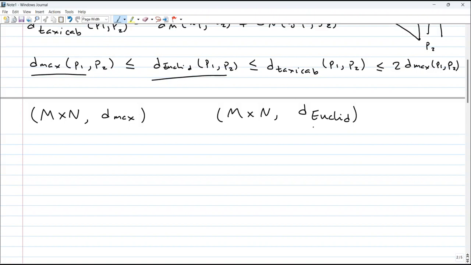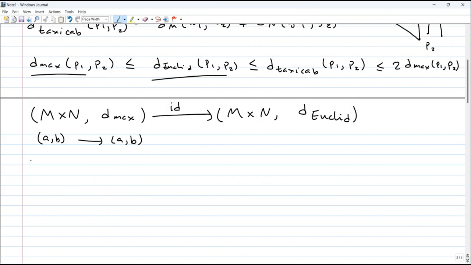Okay, I claim these two are homeomorphic, so I need to find a bijective function which is continuous, whose inverse is also continuous. The function I define is the identity function. So that means x comma y goes to x comma y, a comma b goes to a comma b. Now I need to prove that this function is continuous. How do I prove this function is continuous?